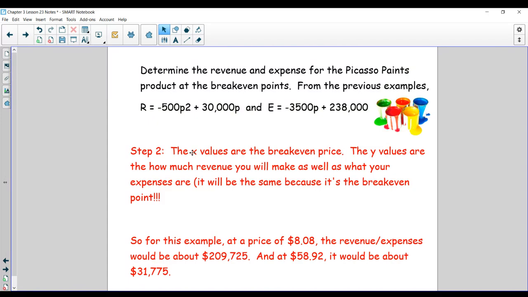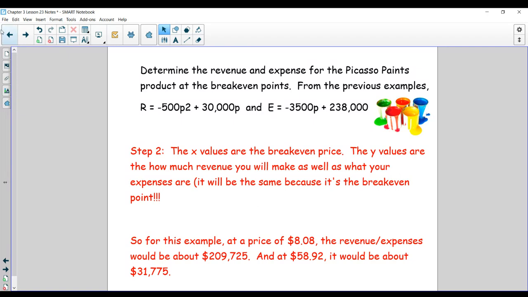So the X values are going to be the price. And in this case, it'll be the break-even price. The Y values are the revenue and or the expense. They're going to be the same number because it's where the two things are equal to each other. So that Y value will be the revenue and the expense.